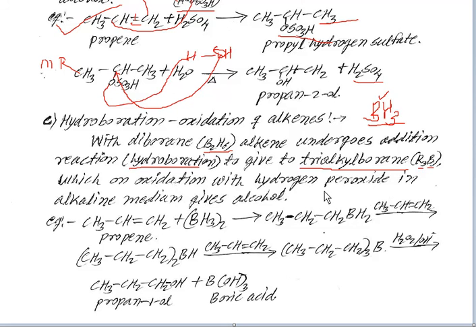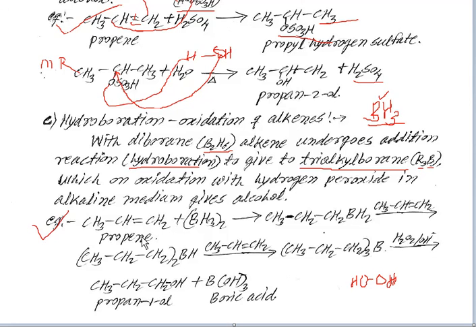H2O2, hydrogen peroxide H2O2, or we can also write it like HOOH, that is H2O2. HOOH is also known as H2O2. With hydrogen peroxide in alkaline medium it gives alcohol. See here, there is one example.